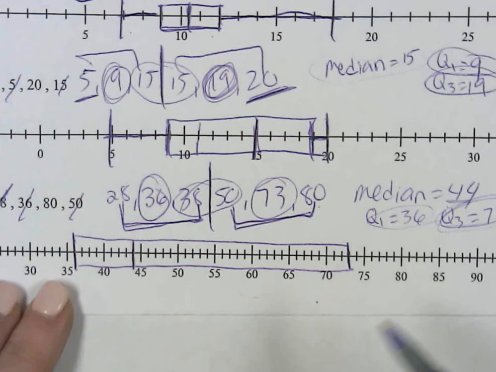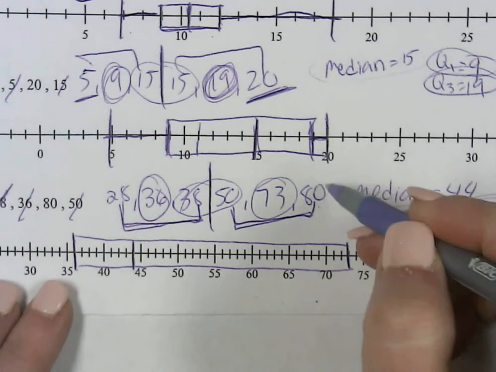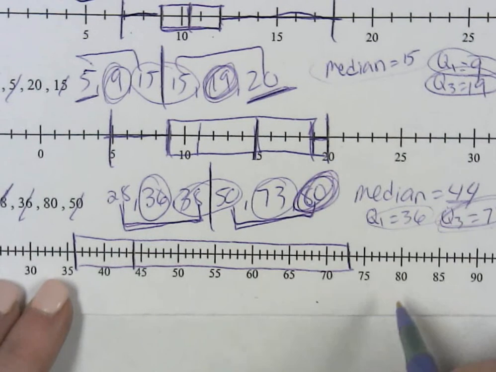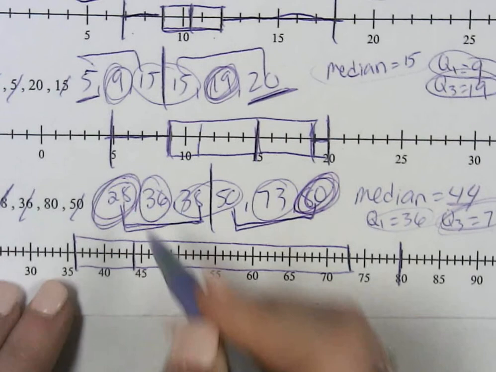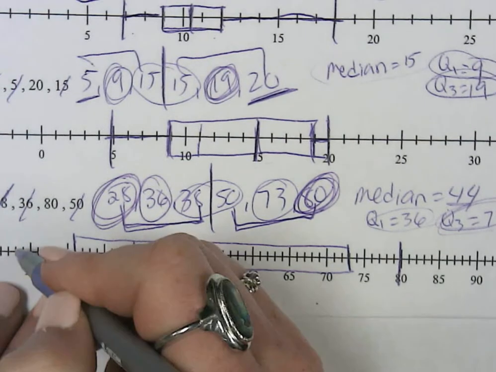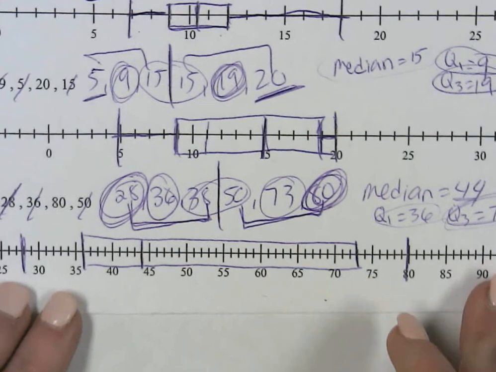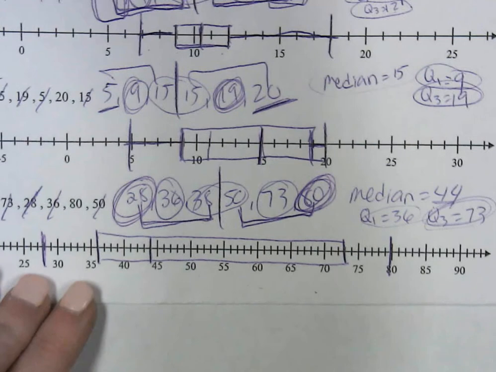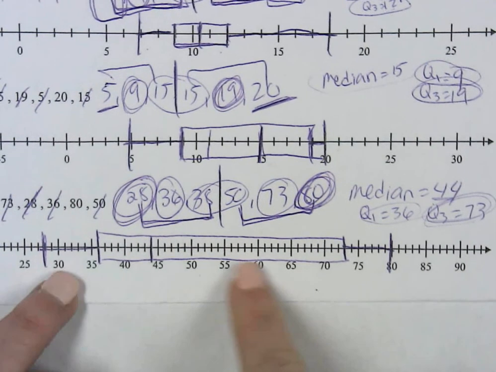Now whiskers, that's how spread out. So we've got to find our biggest number in the set. That was 80. So let's go find 80 and put a mark. Smallest number was 28. So let's go find 28 and put a mark. And now we're going to connect that, and those are our whiskers. Now this one, you can see this data looks pretty spread out.